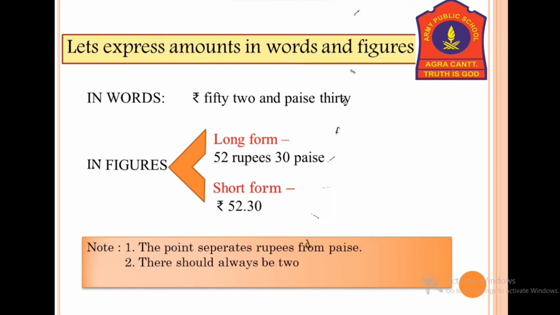This point we are writing here is separating rupees from paise, and there should always be two digits after the point to represent paise. Why? Because 1 rupee is equal to 100 paise and 100 paise has two zeros, so we are taking two digits after point to represent paise. So this you have to keep in mind.